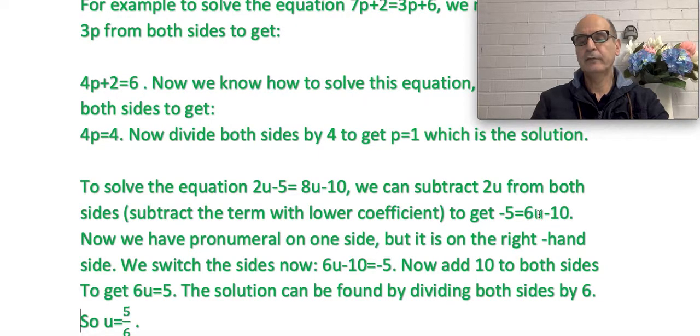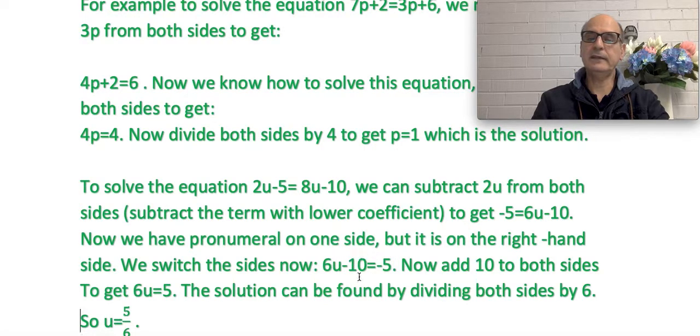However, we like the pronumeral or the unknown to be on the left-hand side, not on the right-hand side the way it is here. So what you can do is switch them around. You can take 6u minus 10 to the left, like this, and minus 5 to the right, to end up with this. And once you've got that, you know how to solve that.